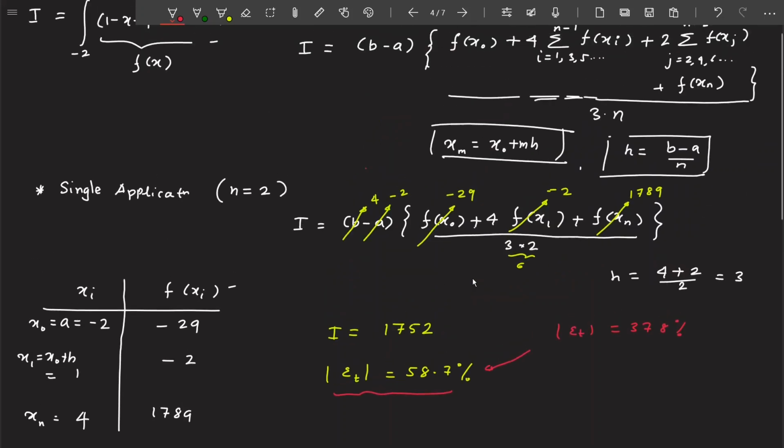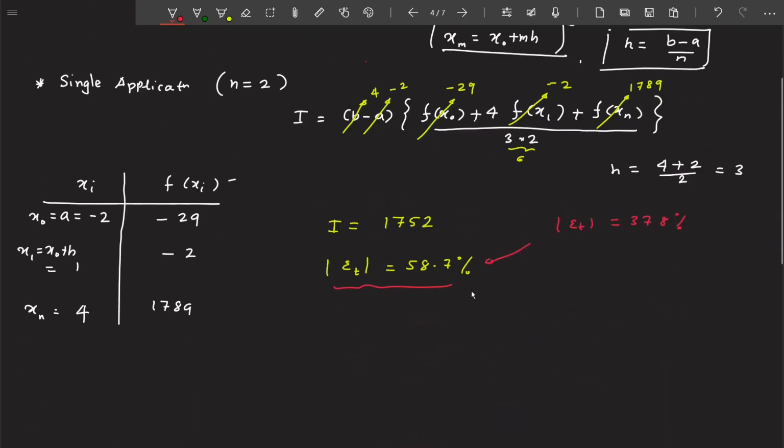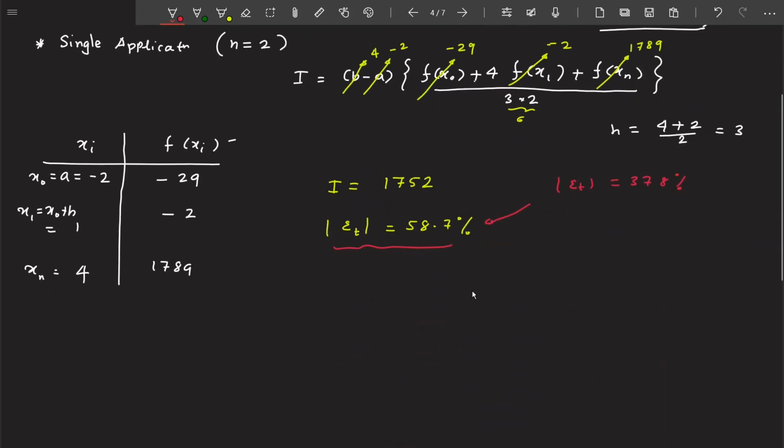Okay, and as you can recall, the difference between trapezoidal rule and Simpson 1/3 rule is that we replace the complicated function by a higher order polynomial. So when you talk about Simpson 1/3 rule, we replace it by a second order polynomial. So you can see just by changing it to a second order polynomial, the percentage error reduces to like 58.7%. Okay.